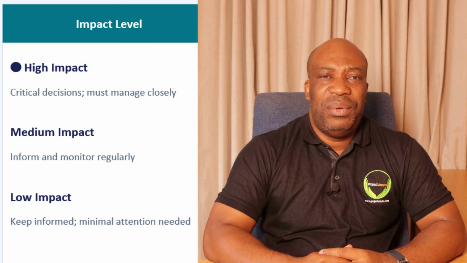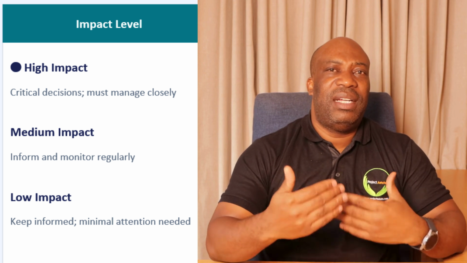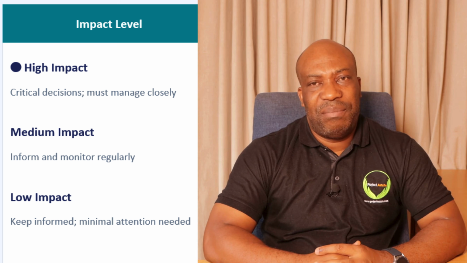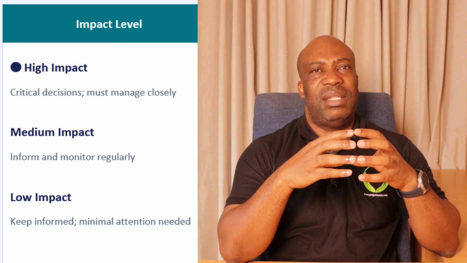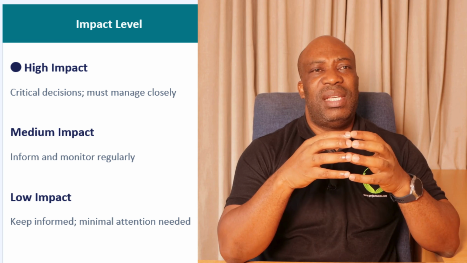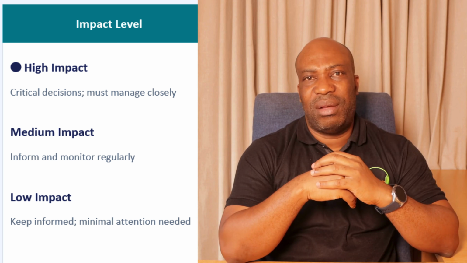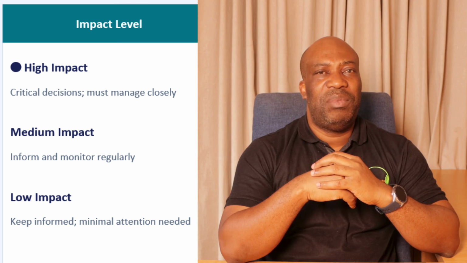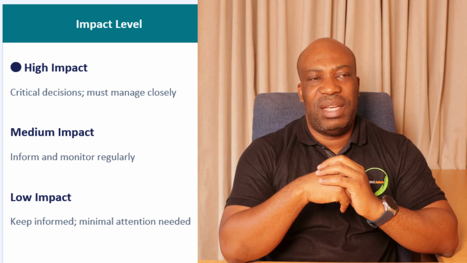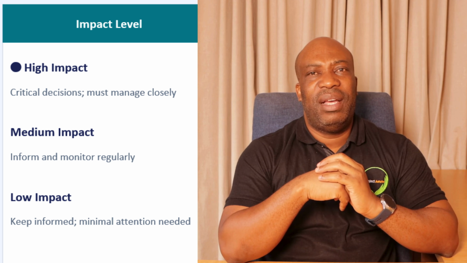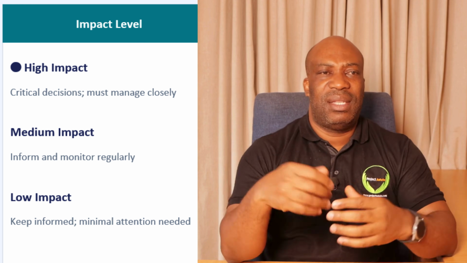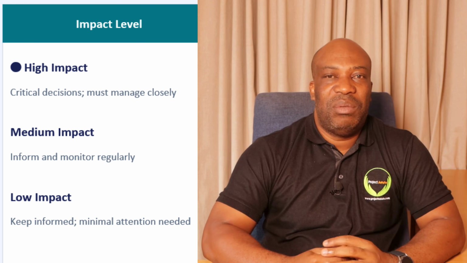Then the second model is the impact level. I can tell you stakeholders have different impacts in a project. There are some, once they say something, everyone else runs around and supports them, which means they have high impact in whatever they're doing. It could be even externals or vendors. They might also have high impact on the project.